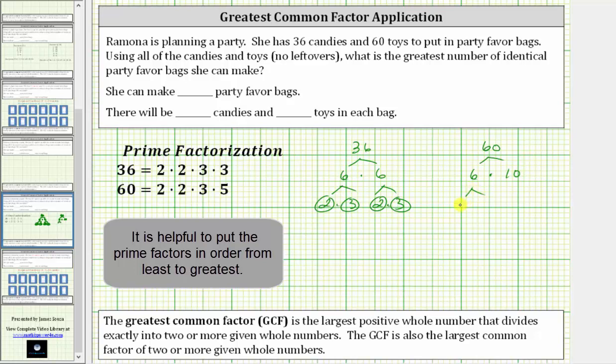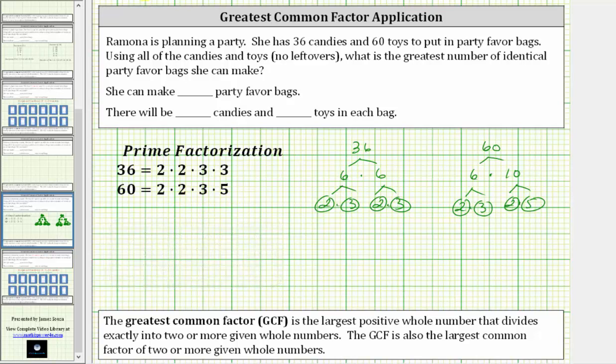6 is equal to 2 times 3, both are prime, and 10 is equal to 2 times 5, again, both are prime. The prime factorization of 60 contains two factors of 2, a factor of 3, and a factor of 5. And now to determine the greatest common factor of 36 and 60, the next step is to circle the common prime factors. Notice how 36 and 60 share two factors of 2 and a factor of 3.